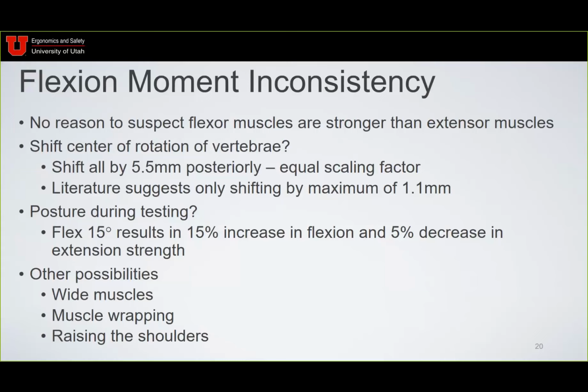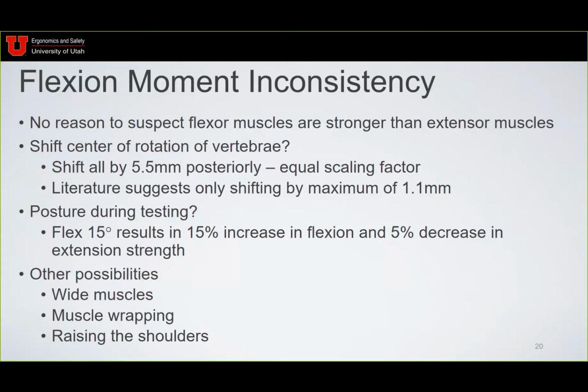So talking about that flexion moment inconsistency, there really is no reason to suspect that flexor muscles are stronger than extensor muscles. So there has to be some other way we can improve this model. We looked at a few different things. One thing we looked at was shifting the center of rotation of the vertebrae, so changing the kinematic constraints. And we found that if you shifted these centers of rotation posteriorly by 5.5 millimeters, you can get this equal scaling factor so that you can assume each muscle has the same strength for equal physical cross-sectional area. However, the literature suggests that you're only allowed to shift this by a maximum of 1.1 millimeters to still be within 95% confidence of what is realistic. So we know we can't shift it that far.